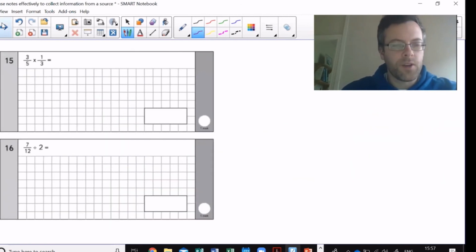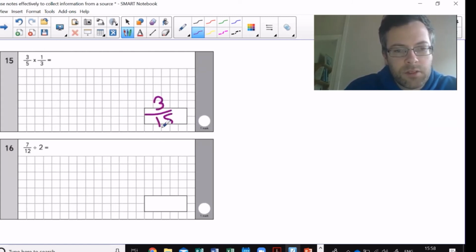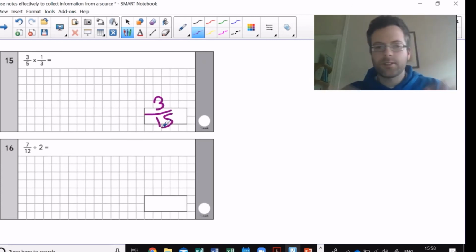Okay, next one. I have no idea what time I'm up to. Multiplication of fractions. So I just multiply the numerator by the numerator and the denominator by the denominator. So 3 times 1 is 3, 5 times 3 is 15. In an arithmetic test, don't bother simplifying that. I mean, that does simplify down to 1/5, but don't bother doing it.